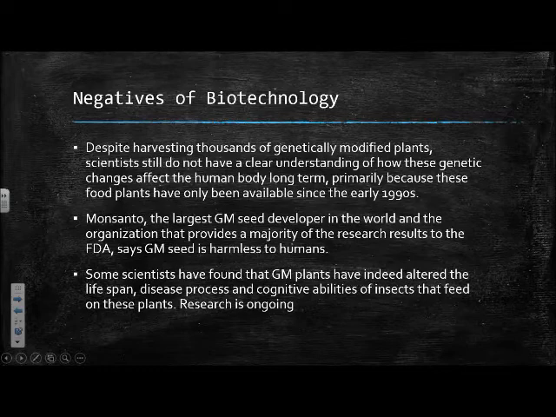Some scientists have found that genetically modified plants have indeed altered the lifespan, disease process, and cognitive abilities of insects that feed on these plants. This research is ongoing. Okay, so something like a genetically modified plant may end up naturally selecting for different bugs, right? If there's one specific bug that can eat that genetically modified plant, that bug is going to proliferate, and there's going to be lots of bugs like that, so they're going to change, right? And what they're eating, what they're doing, all that's going to change based on what's there. And maybe this point isn't very specific, but maybe it's the modifications themselves that are changing the bugs. Something's getting into their system and it's changing them. And if it's happening to bugs, chances are it might happen to humans too.